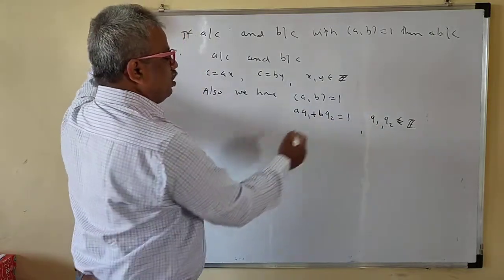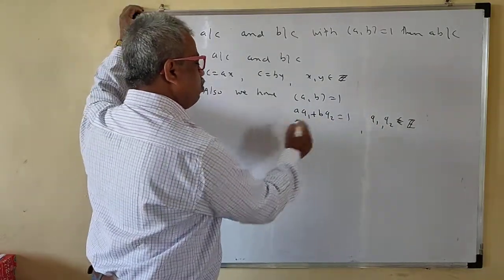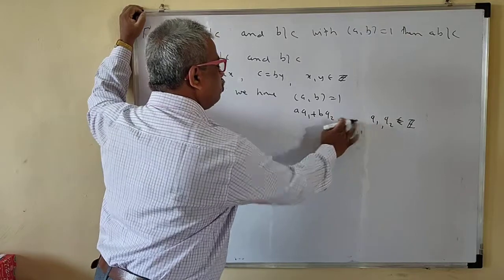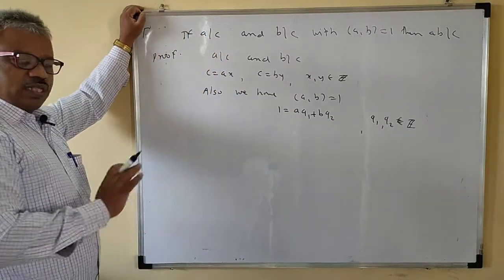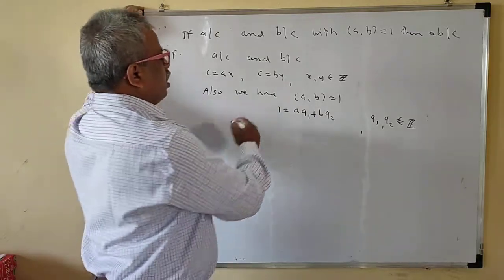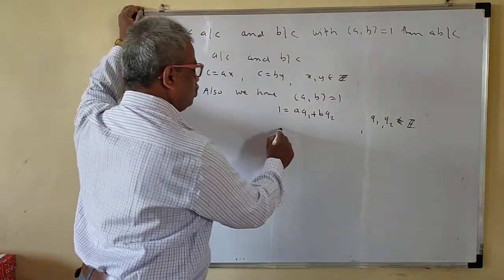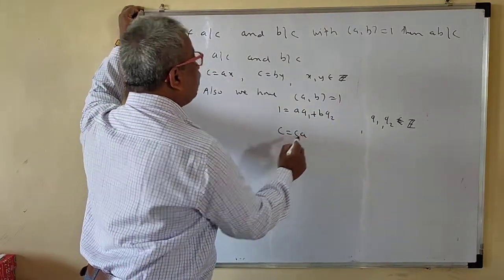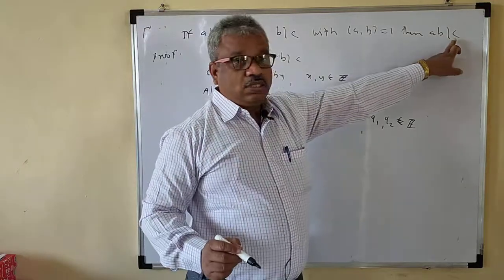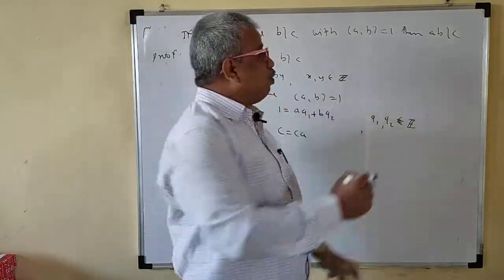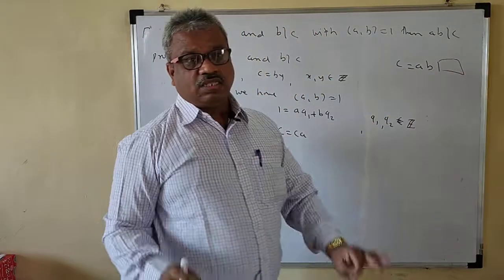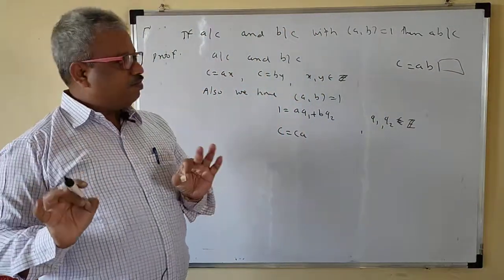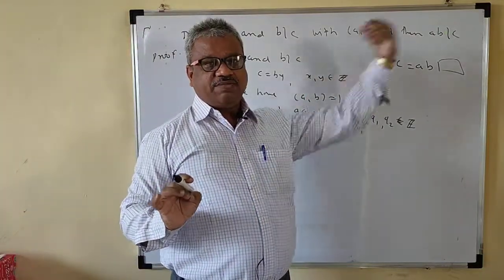Now, 1 is equal to this. I will multiply by C now. So C is equal to C times this, because I want to prove AB divides C. That means I want to prove C is equal to AB into some integer. This is my aim, to prove that C is equal to AB times some integer.